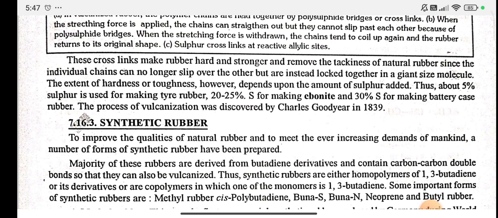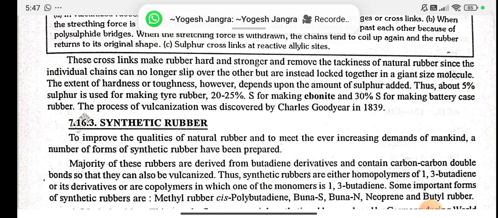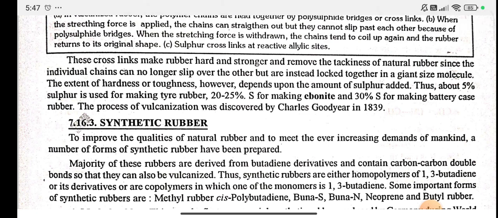The extent of hardness or toughness, however, depends upon the amount of sulfur added. Thus, about 5% of sulfur is used for making tire rubbers, 20 to 25% of sulfur for making ebonite, and 30% sulfur for making battery case rubber. The process of vulcanization was discovered by Charles Goodyear in 1839.